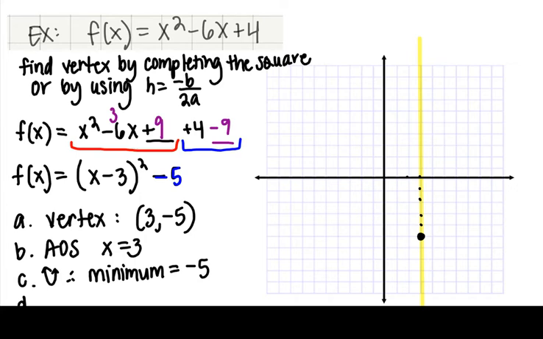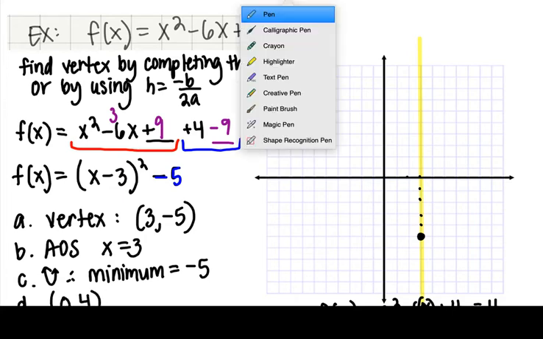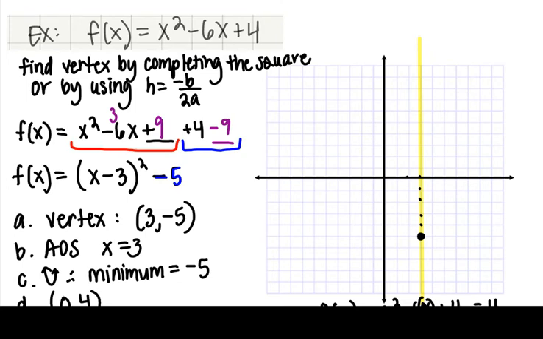Our y-intercept, f of x, is equal to 0 squared minus 6 times 0 plus 4, which is 4. So our y-intercept is 0, 4. This looks very strange to me, so I'm going to just erase that and draw it a little bit better. There. Okay.